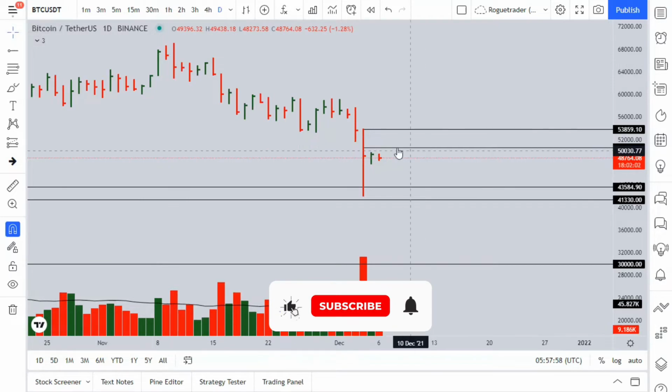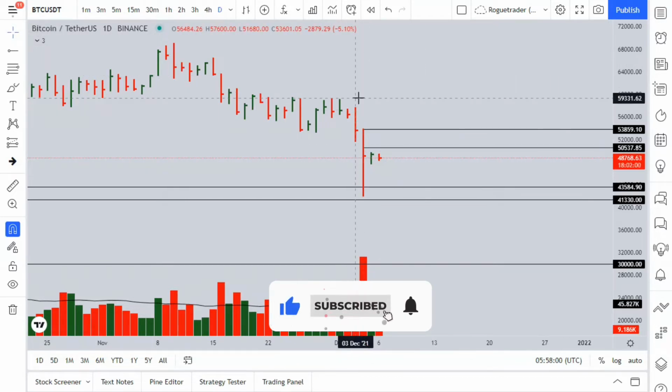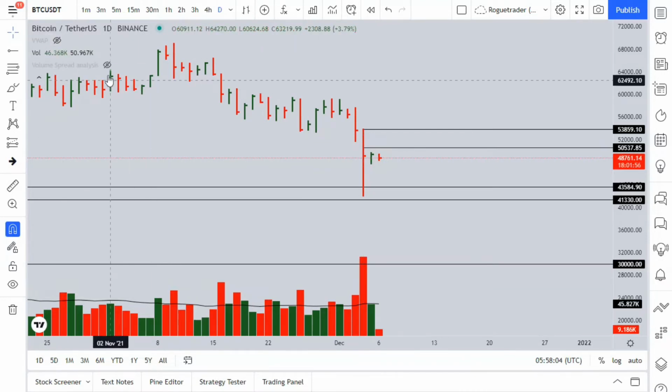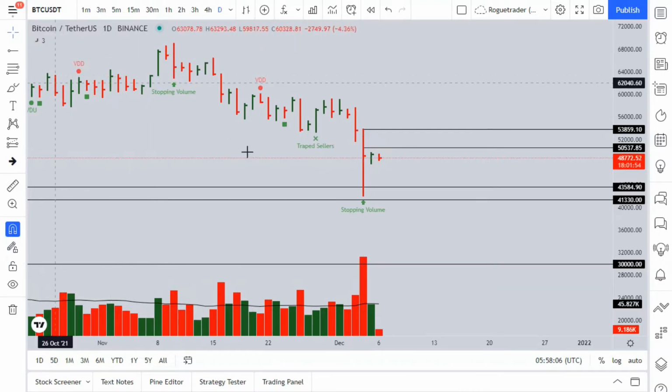This is a stopping volume. This is a pattern called stopping volume in volume spread analysis. If I turn on the indicator, you can see this is a stopping volume. Whenever stopping volume occurs in the market, it means that initiative buyers are entering the market. But at the same time you have to realize that stopping volume can occur anywhere. The problem is that you have to recognize, as a trader, where the stopping volume is valid.